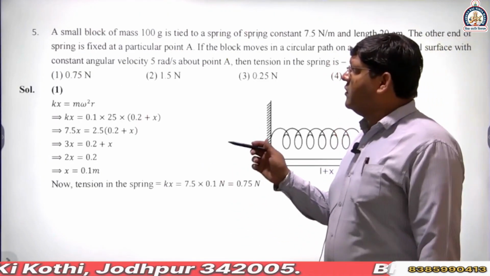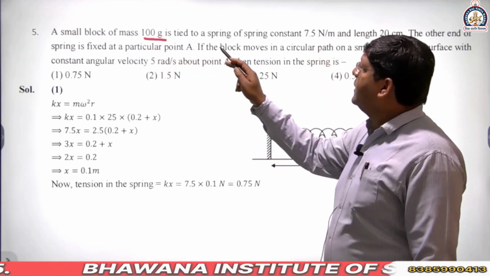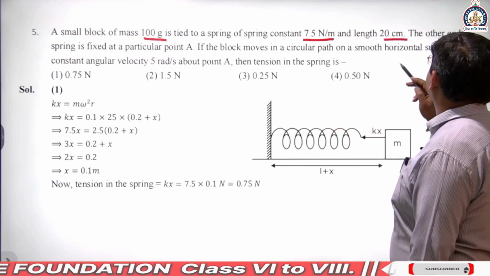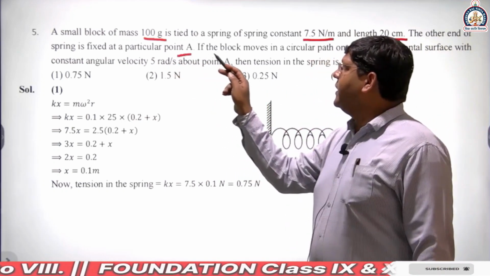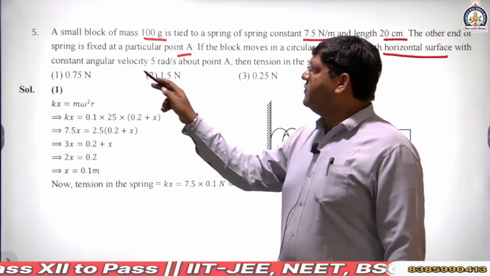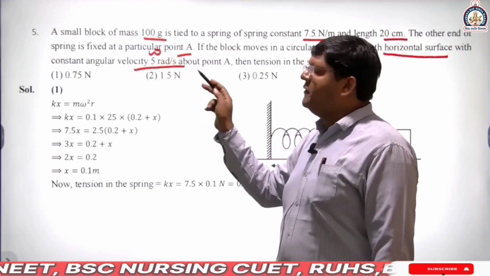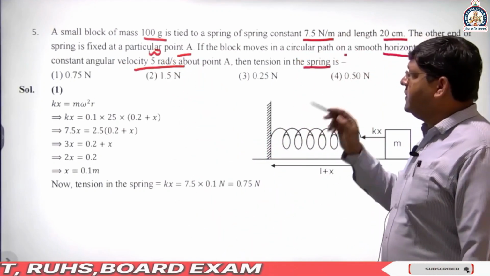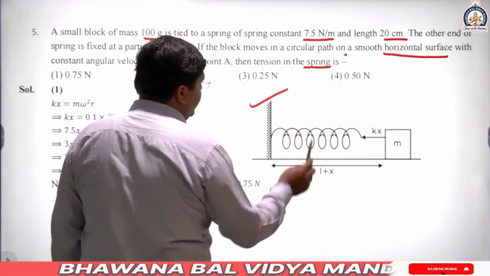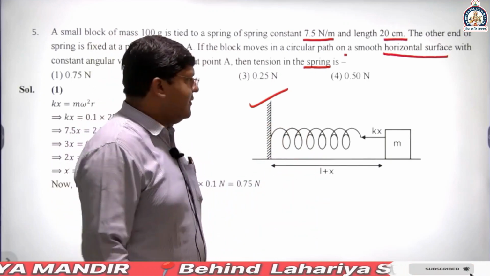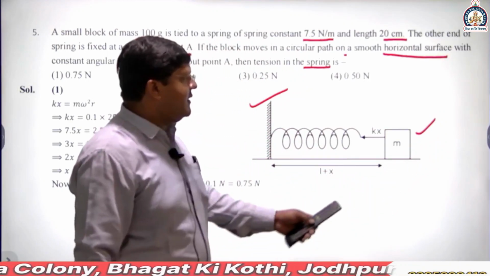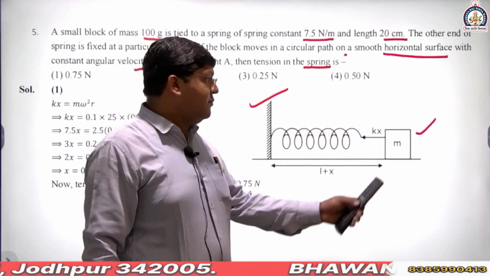Now, the other concept is a small block of mass 100 gram tied to a spring of spring constant 7.5 Newton per meter, and the length is 20 centimeter. The other end of the spring is fixed at point A. If the block moves in a circular path on a small smooth horizontal surface with a constant angular velocity omega of 5 radian per second, then we have to calculate the tension in the spring. The question can be understood simply: we are provided with a spring attached at one end, and the other end is allowed to move, where we have attached a mass small m.